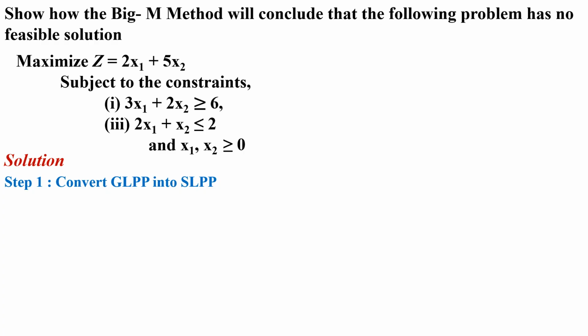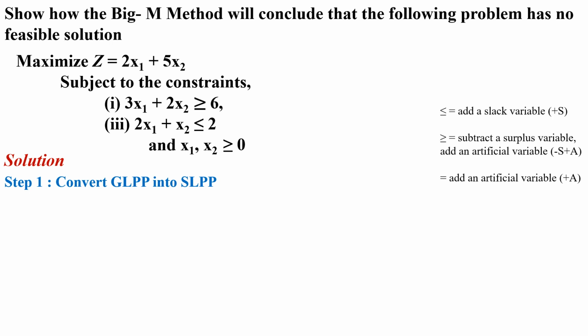First step is to convert the general linear programming problem into standard linear programming problem. For this, first we have to observe the constraints. If the constraint has the less than or equal to inequality symbol, then we have to introduce a positive slack variable. If the constraint has the greater than or equal to symbol, then we have to introduce a negative surplus variable and also an artificial variable. And if the constraint has the equal to symbol, then we have to introduce only a positive artificial variable, that is plus a.